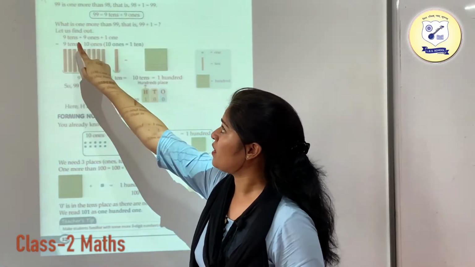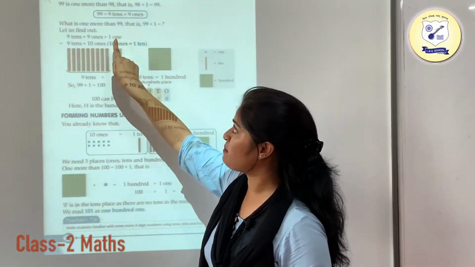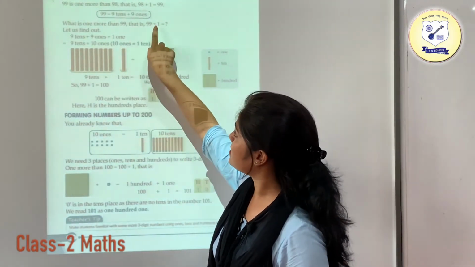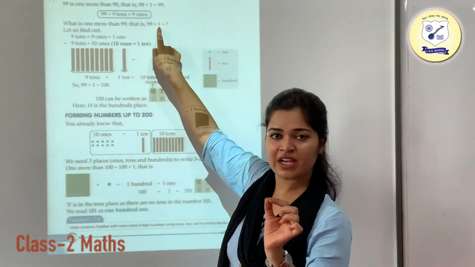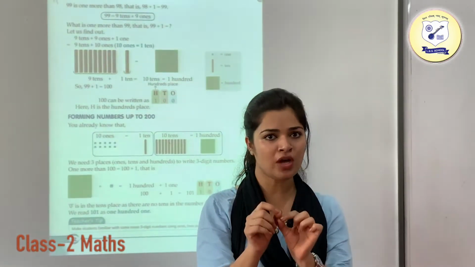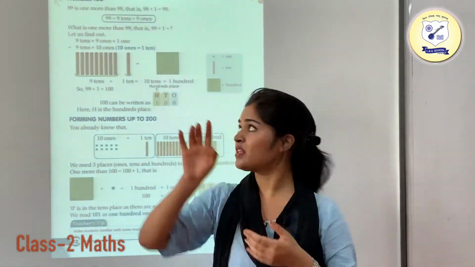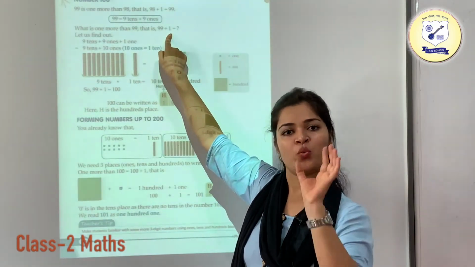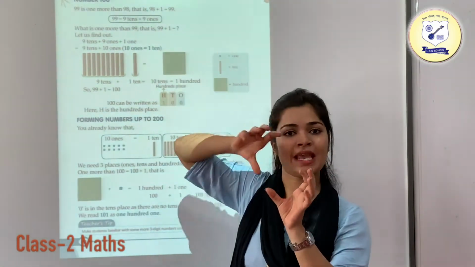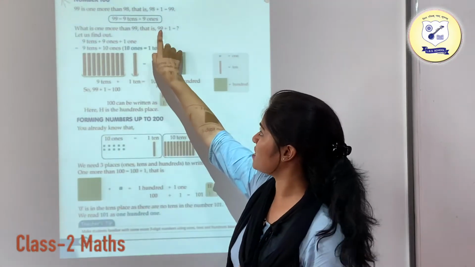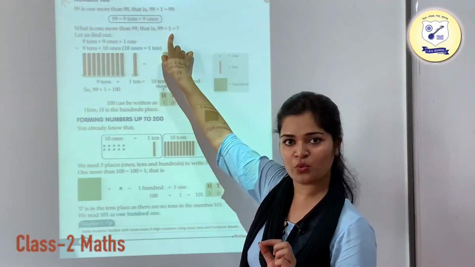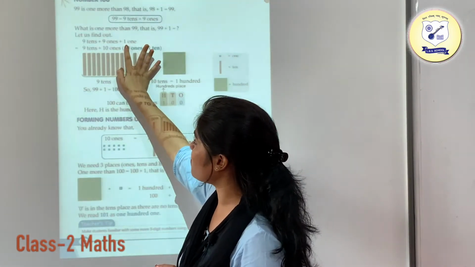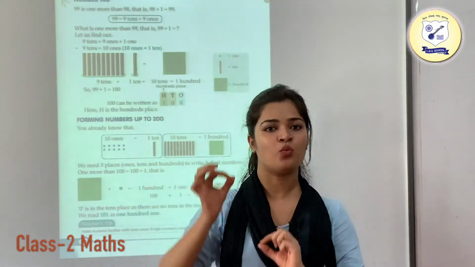So now 9 tens plus 9 ones plus 1 one. Since this is also a ones place value, when you are adding the two numbers, this 9 is of the ones place and this is also of the ones place, so we just add the digits of the same place values. This is your ones place and this also belongs to your ones place, so we are going to add these numbers. So this 9 ones and this 1 is going to be 10 ones.